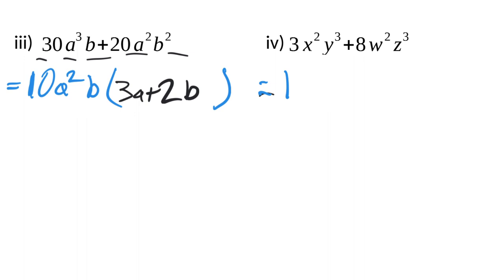How many x squared? Are there any x squareds between both of them? No. Are there any y squareds between both of them? No. Are there any w's? No. Any z's? No. So guess what we have to write?